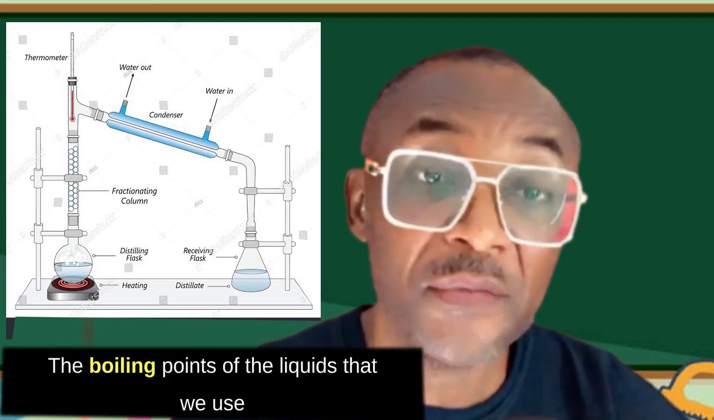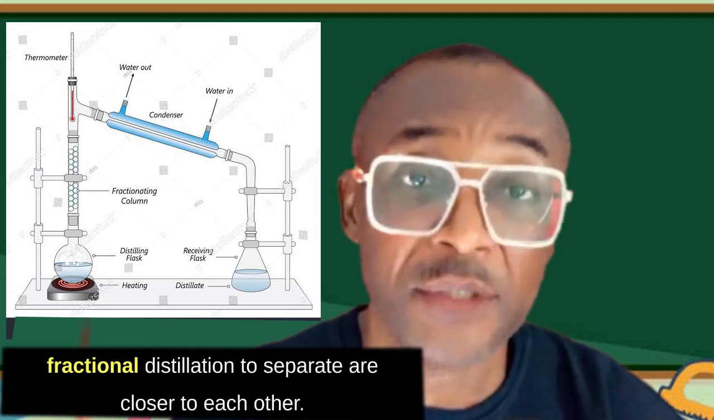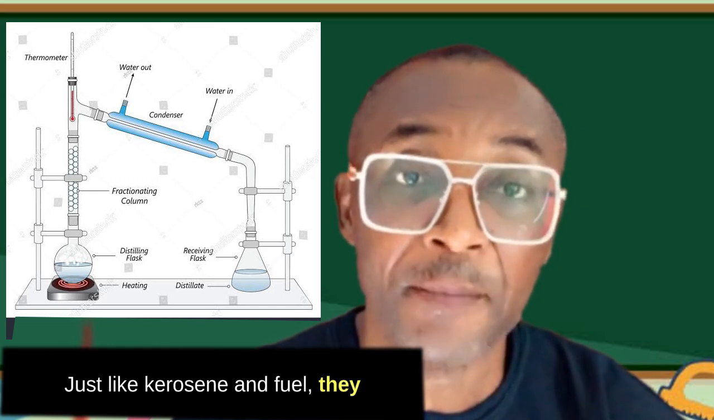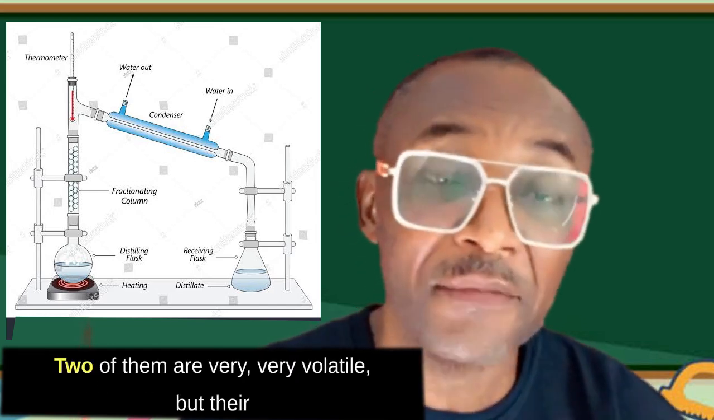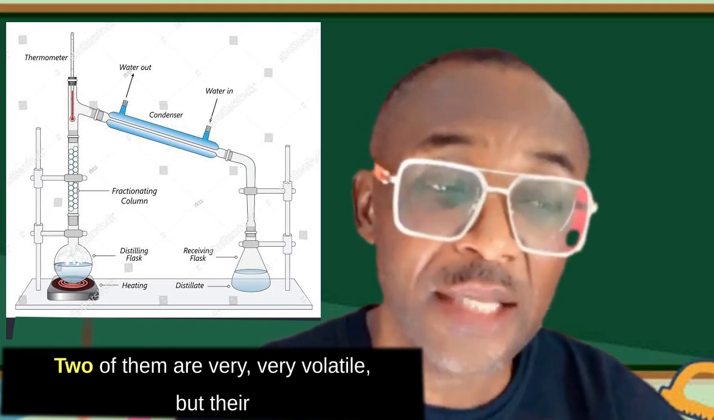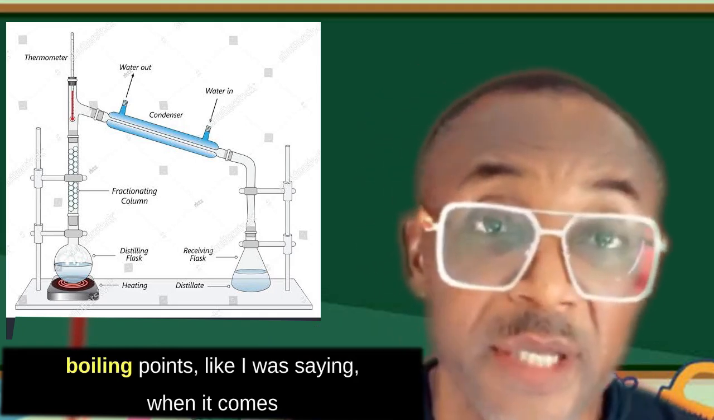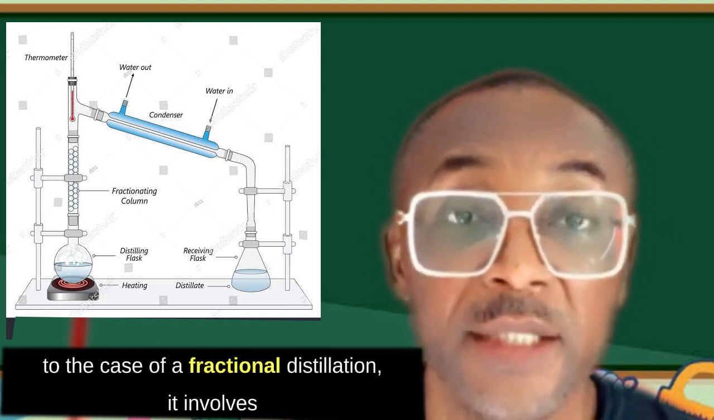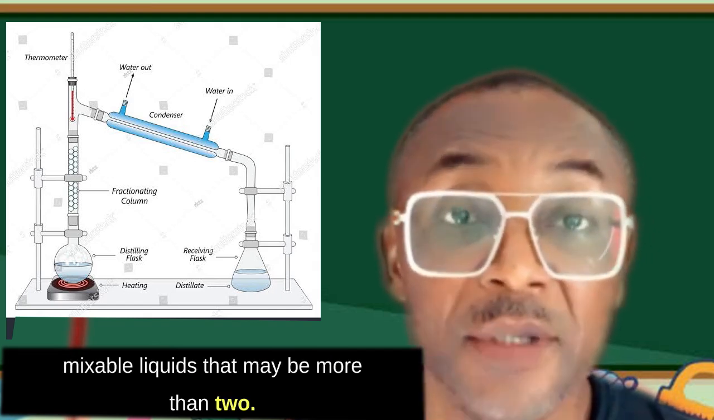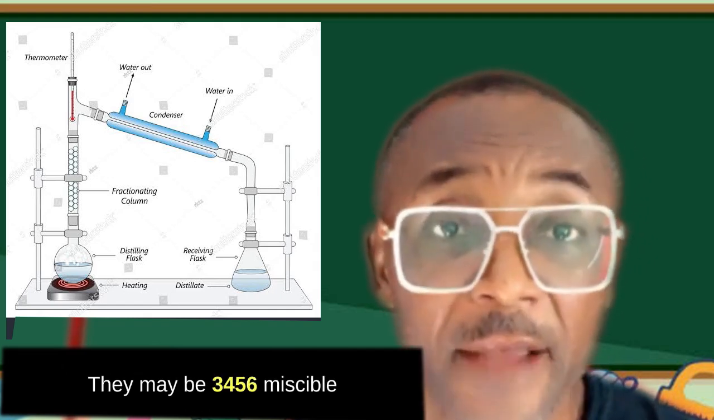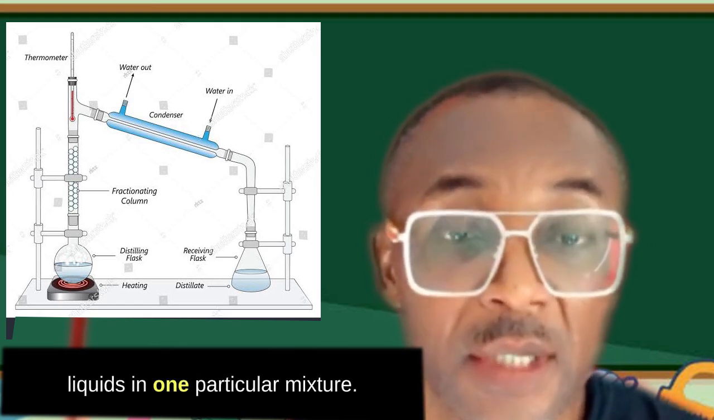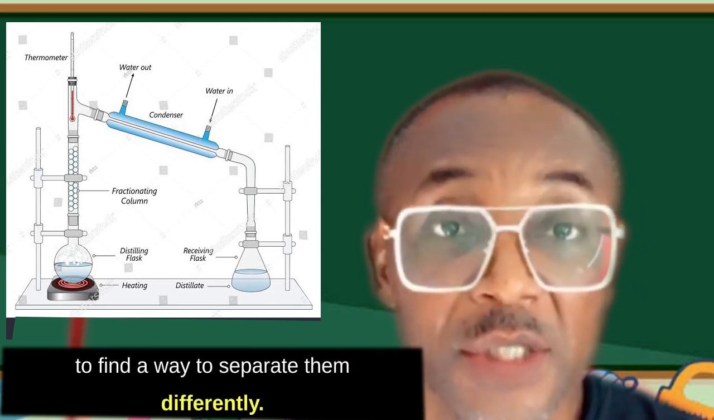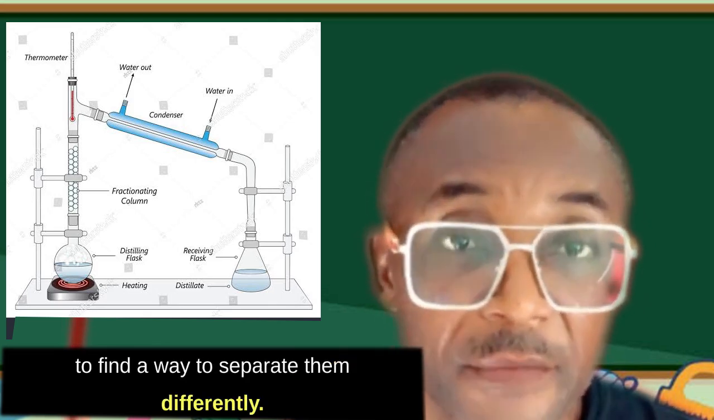The boiling points of the liquids that we use fractional distillation to separate are closer to each other, just like kerosene and fuel. They are very volatile, but their boiling points are close. In the case of fractional distillation, it involves mixable liquids that may be more than two. They may be 3, 4, 5, 6 mixable liquids in one particular mixture, and the job of fractional distillation is to find a way to separate them.